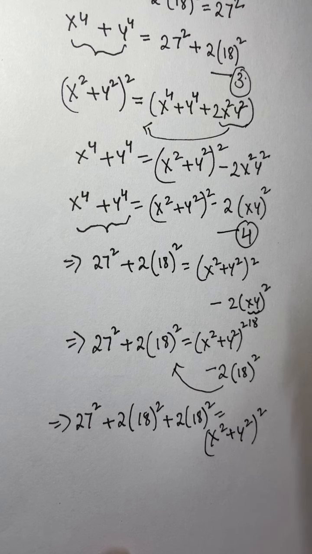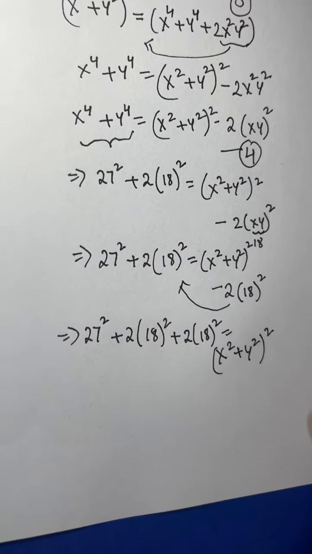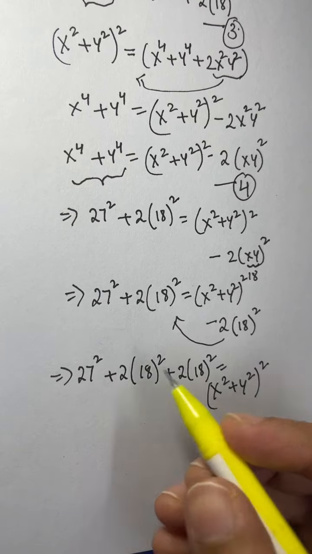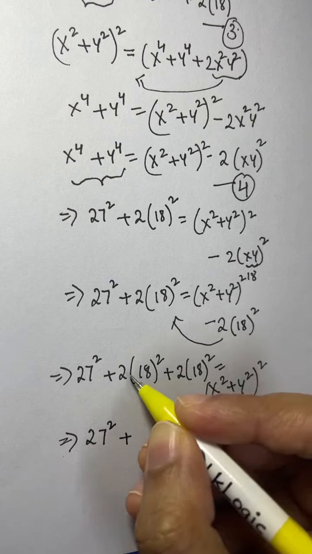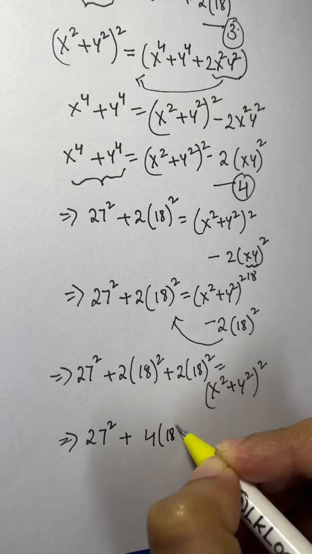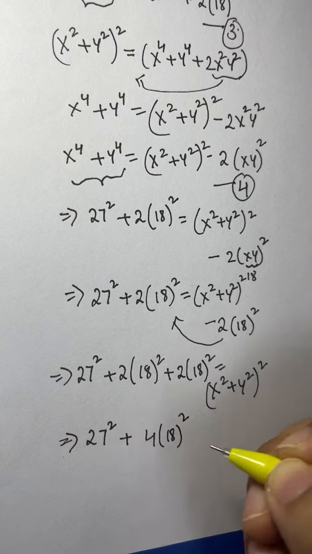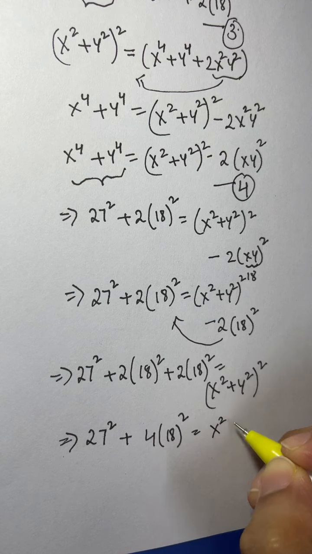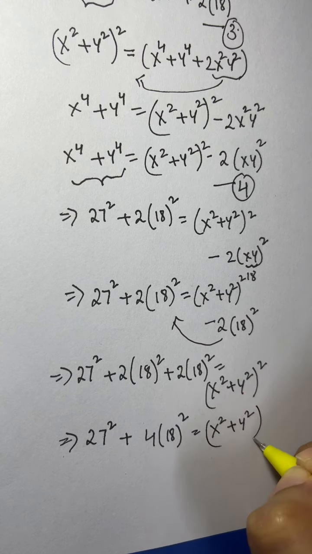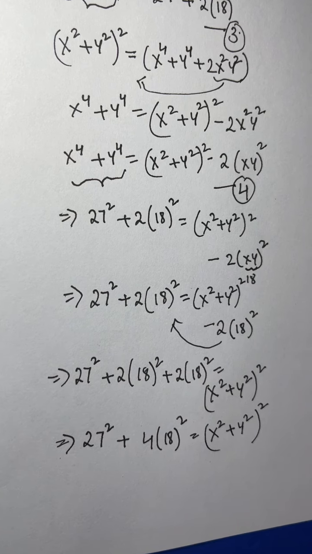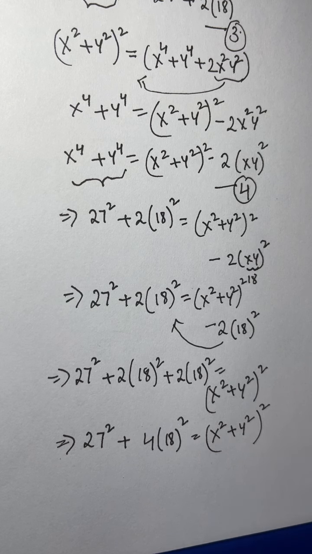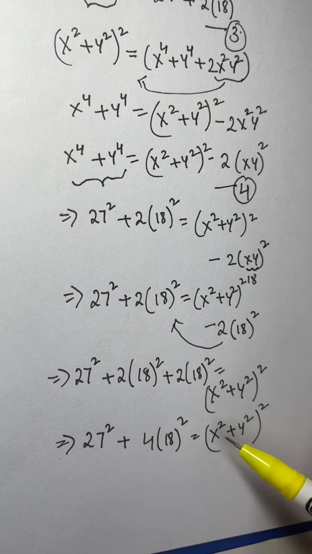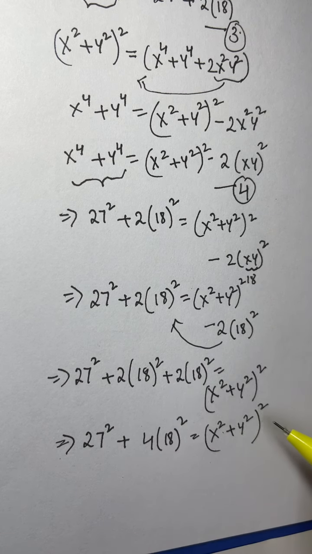Now what will be our next step? Let's solve it further. So I have 27 squared plus 4 times 18 squared is equal to the same thing, x squared plus y squared the whole squared. What will be our next step after this? After we do till here, we've got 4 times 18 squared plus 27 squared is equal to x squared plus y squared the whole squared.